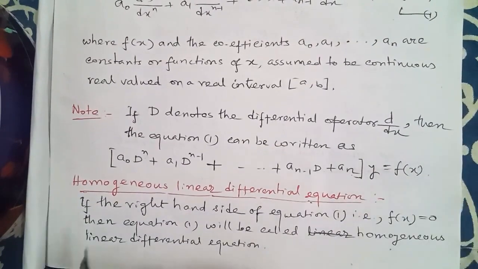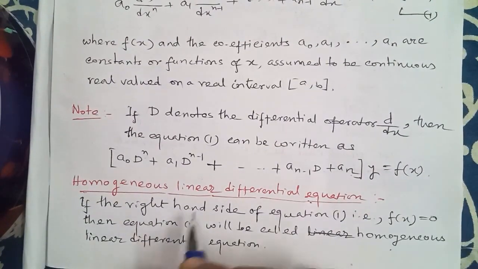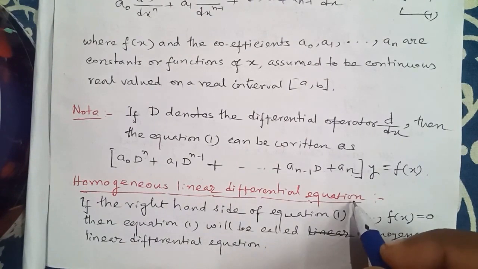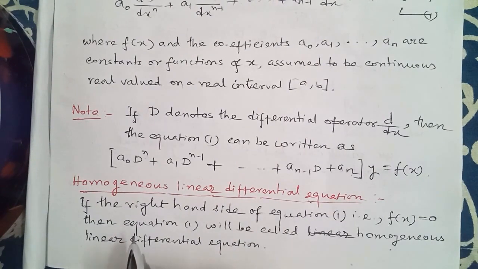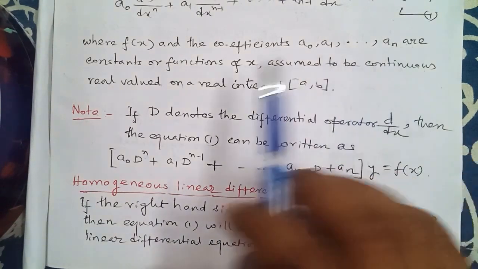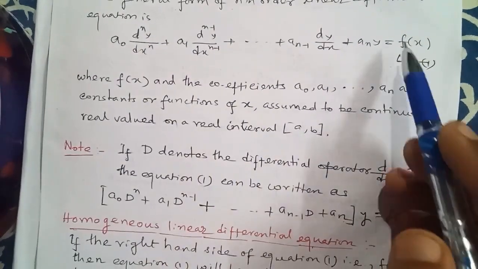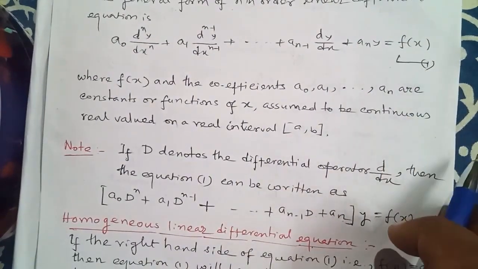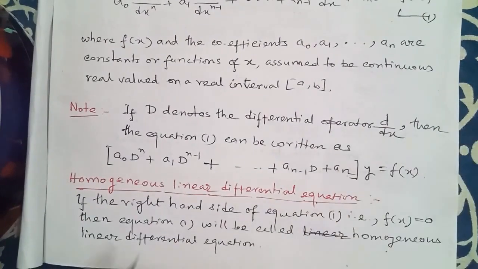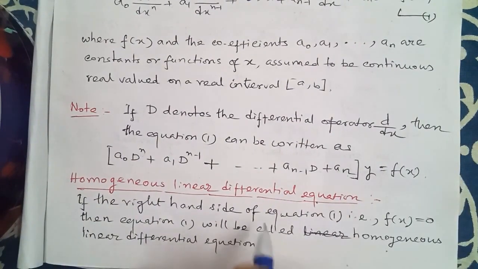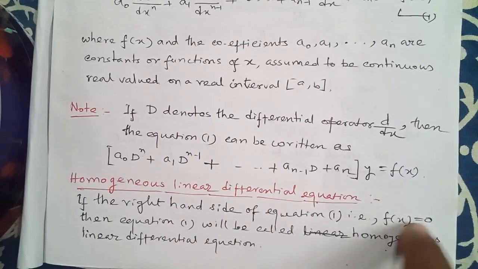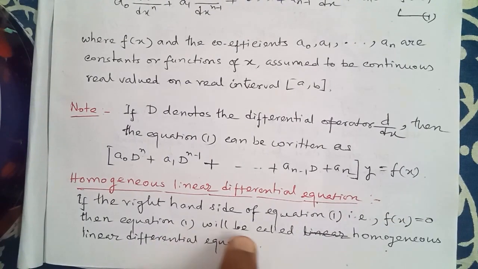Now see, let's move to the next definition, homogeneous linear differential equation. For a homogeneous linear differential equation, the right hand side of equation number 1, f(x), if it is equal to 0, then equation 1 will be called homogeneous linear differential equation.